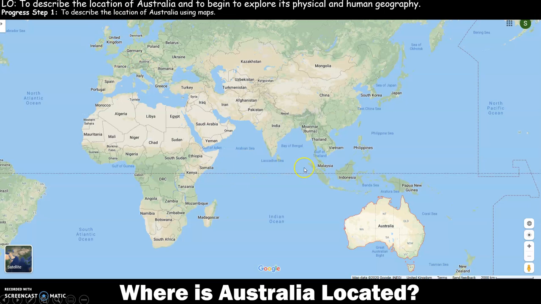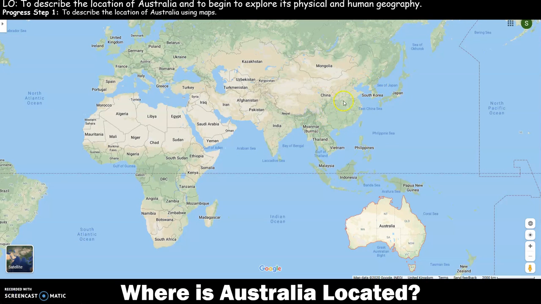Now you should be able to remember what this line across the middle is. So this is the equator. So we can see north of the equator, you've got China, you've got Vietnam, you've got the Philippines, and then along the equator above Australia, so north of Australia, we've got Malaysia, Indonesia, and then just below the equator, but still north of Australia, we've got Papua New Guinea.